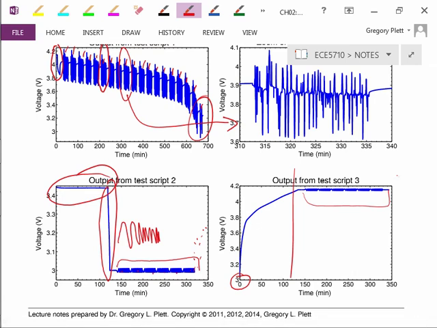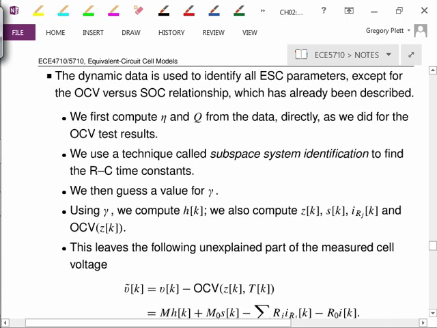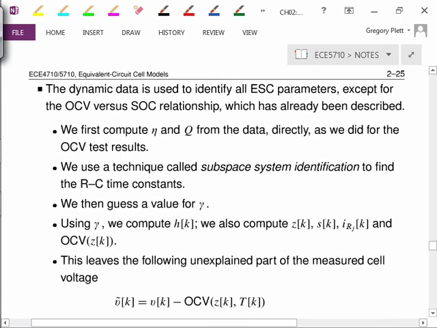Now, how do I process the data to get a model? We're going to use it to identify all of the cell parameters except for the OCV relationship, which we've already described. So I can again compute Coulombic efficiency and capacity exactly the same way as I did before. That result corresponded to C over 30 discharges and charges, and this one corresponds to a higher current rate charge and discharge. And we find that the total capacity doesn't change, but the Coulombic efficiency does. So with a higher rate charge and discharge, the Coulombic efficiency tends to be worse.